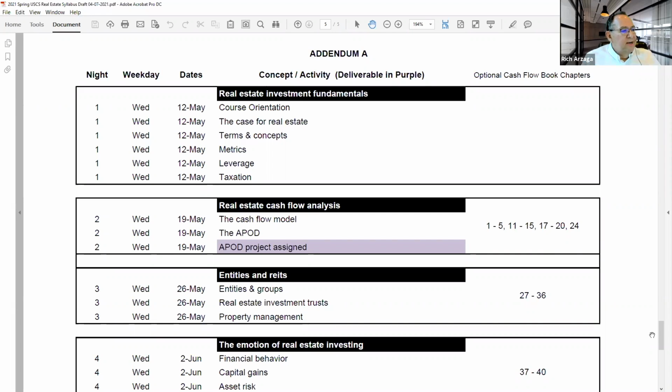So then we have night number 2. And night number 2 is, I think, what most people consider one of the most interesting nights, because that's when they learn how to evaluate the real estate investment. Most of the goals that attendees have in the very beginning is, how do I know if I got a good deal or not? How do I know how to measure performance?